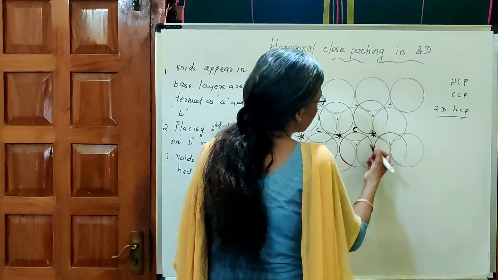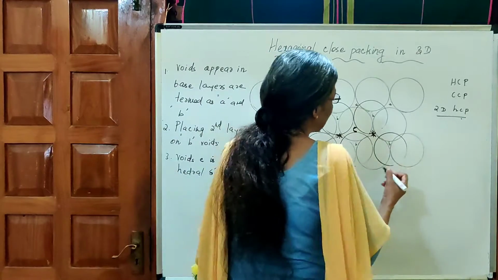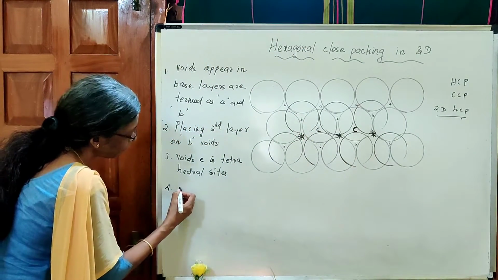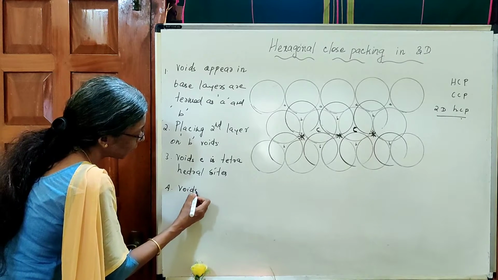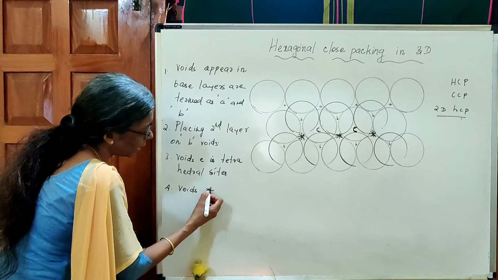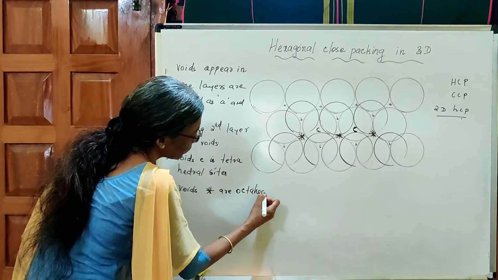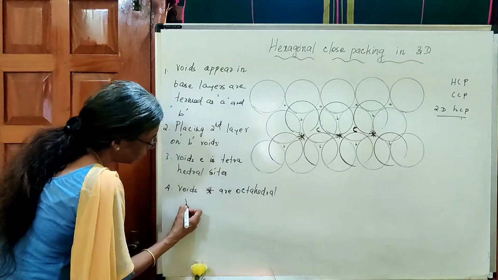you observe these voids, these voids are octahedral voids. Third one here, fourth one here, voids marked like this. Okay, these are octahedral voids.